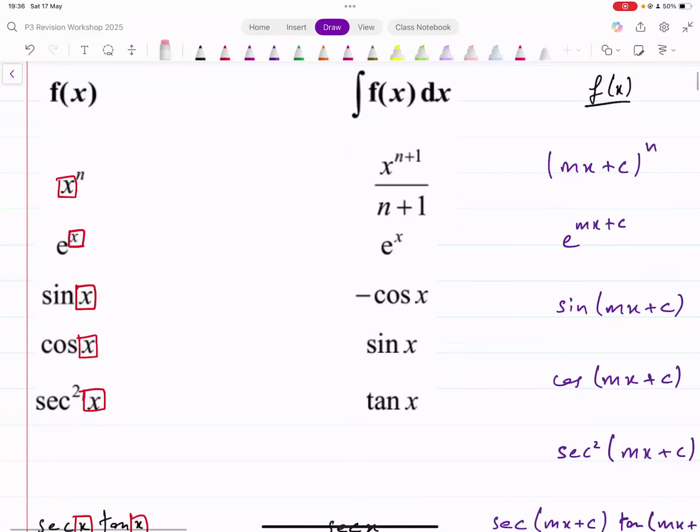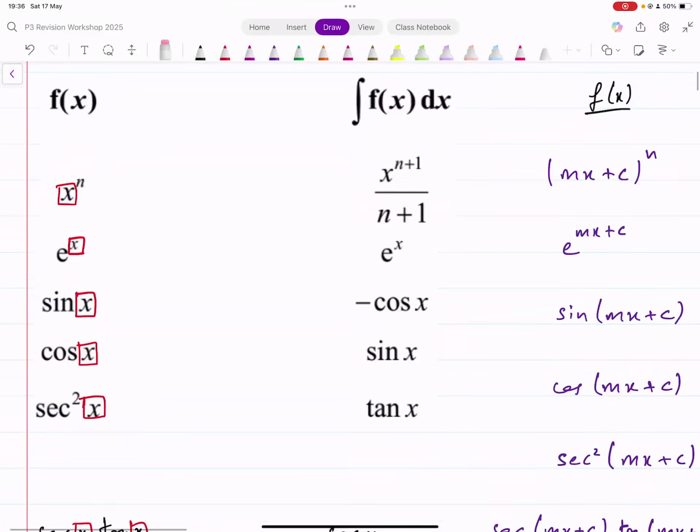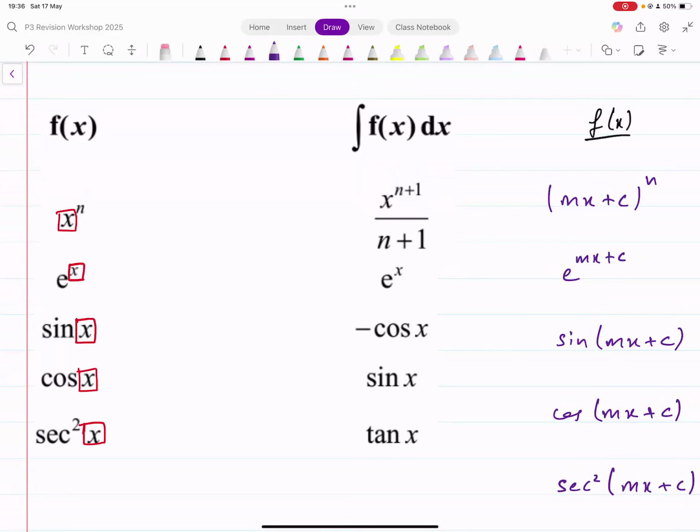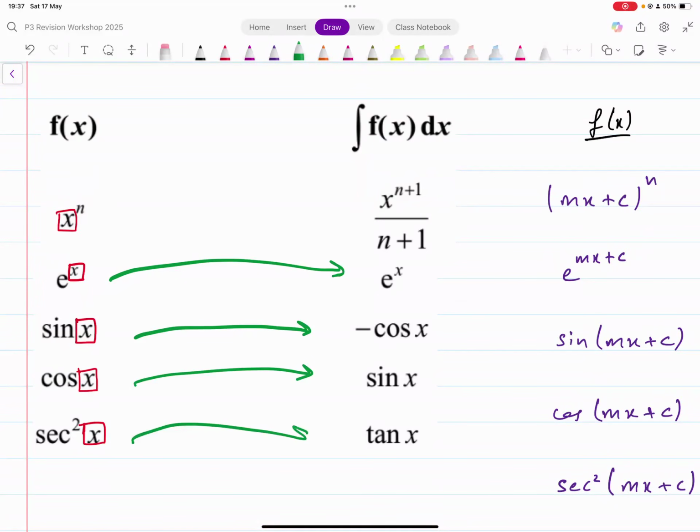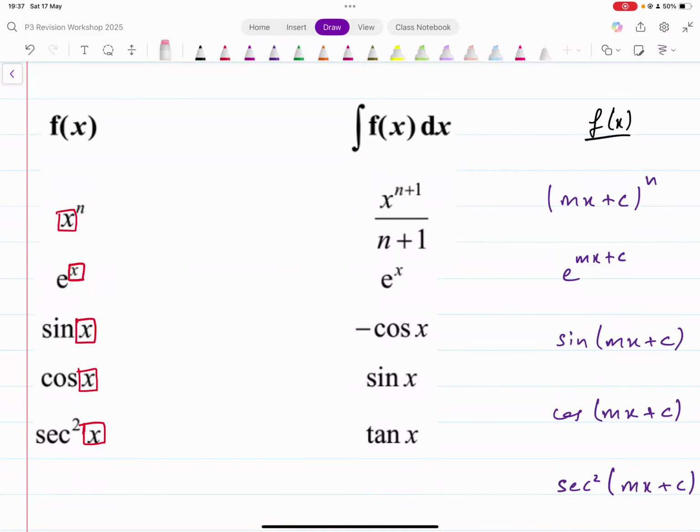And then we have a number of other rules that are given in the formula sheet. First of all, we've got e raised to power x. E raised to power x integrates to e power x. Integration of sine x is minus cos x. Integration of cos is sine. Integration of secant square is tan. These are functions that can be integrated directly.